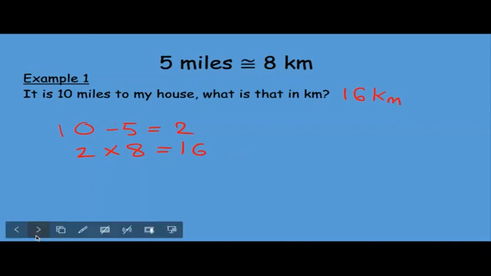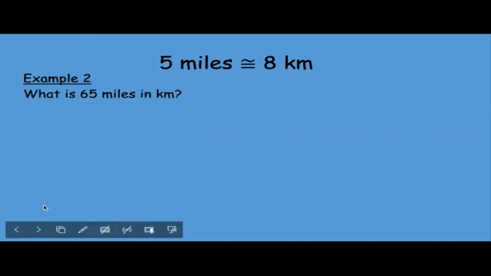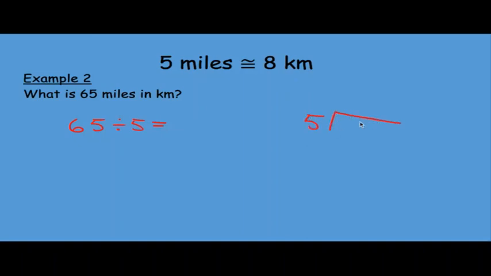So let's have a look at our next example. Right, it's asking us what is 65 miles in kilometers. So we're going to divide by 5. So we're going to say 65 divide by 5. If you don't know that one off the top of your head, we could just do a little bus stop over on the side.